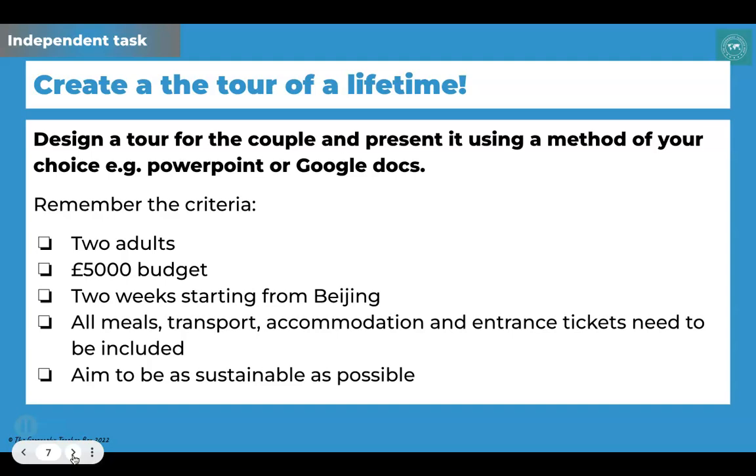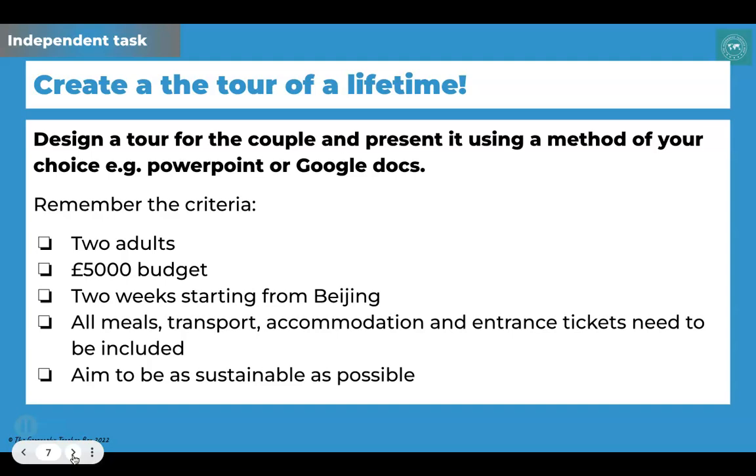They've got a £5,000 budget, 2 weeks, and they're starting from Beijing, so they need to get back to there in order to get their flight home afterwards, which you don't need to include, remember, in the £5,000. All meals, transport, accommodation and entrance tickets to be included in that £5,000, and you're going to be as sustainable as possible. Okay, so it's quite a lot to get your heads around there.